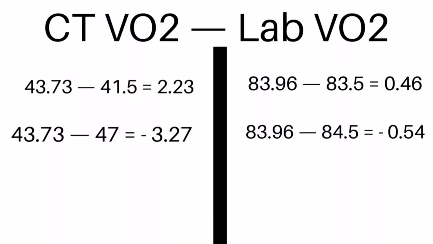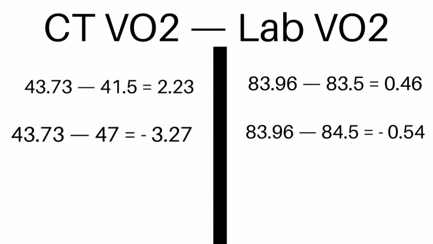So let's say, for example, your actual VO2 max was 41.5, even though your predicted from the 12-minute race pace test was 43.73. Well, you take that and you subtract the actual VO2 max, the one from the lab, the second assessment, and then you just find out what that equals. So here it came out to 2.23.